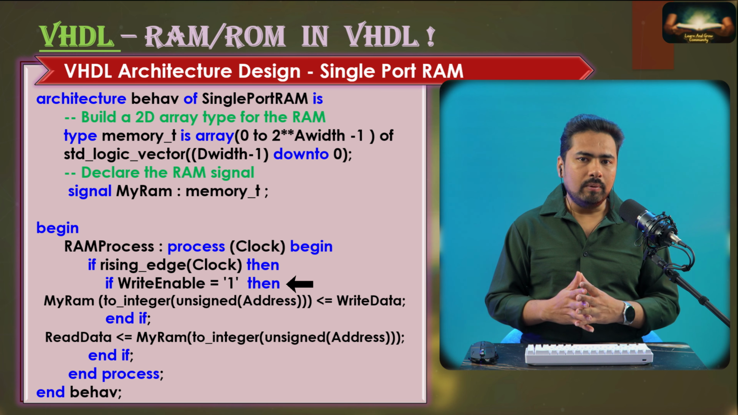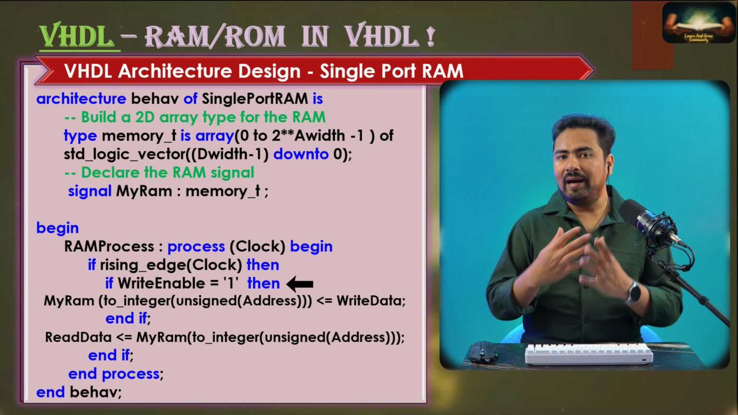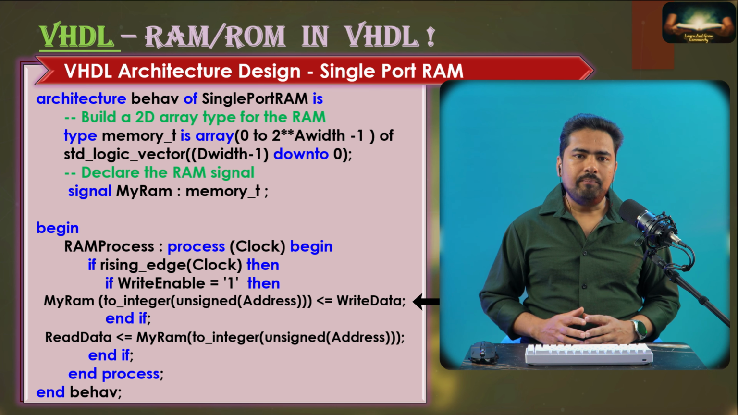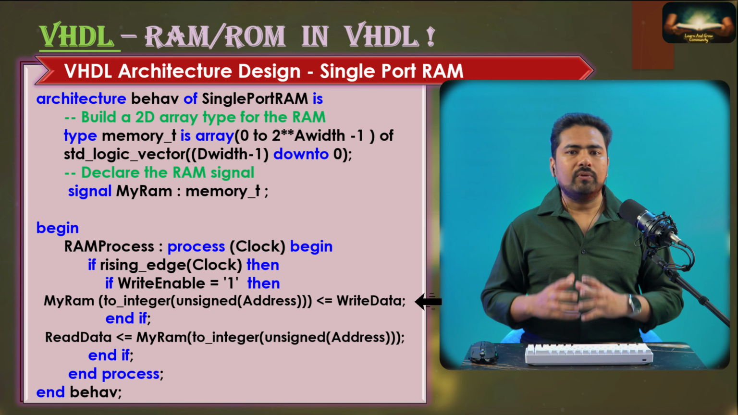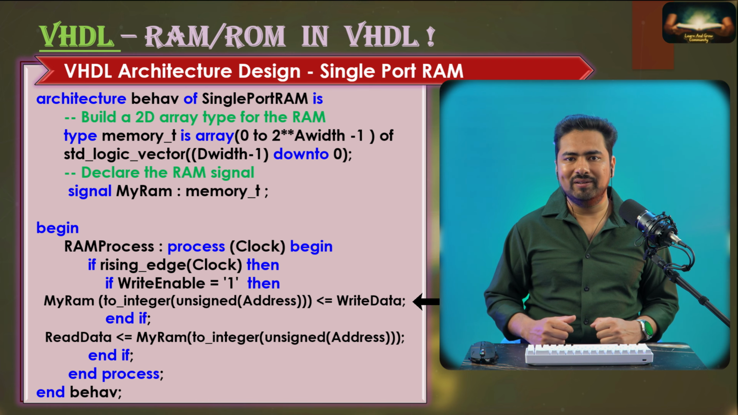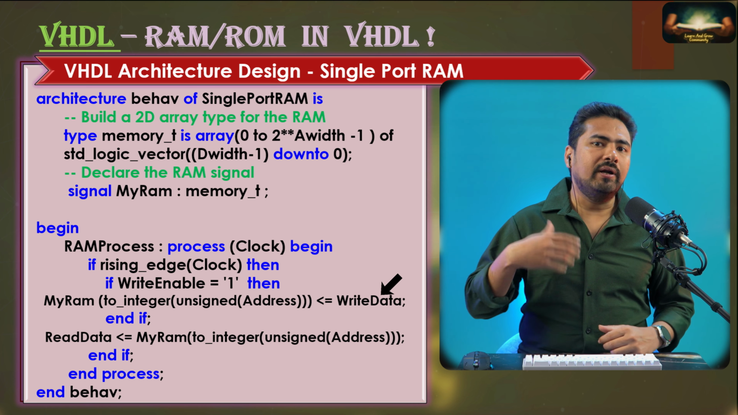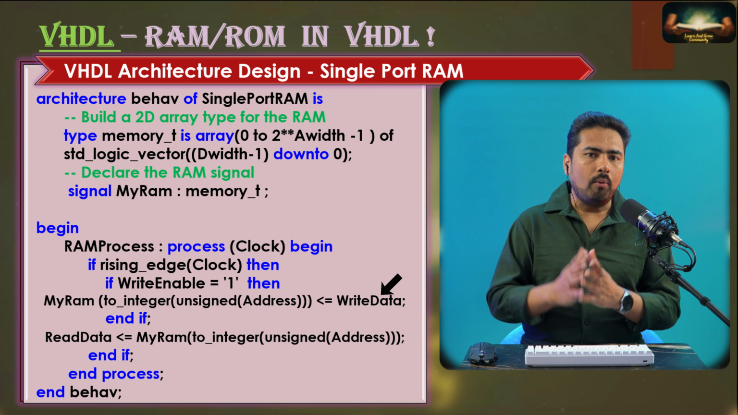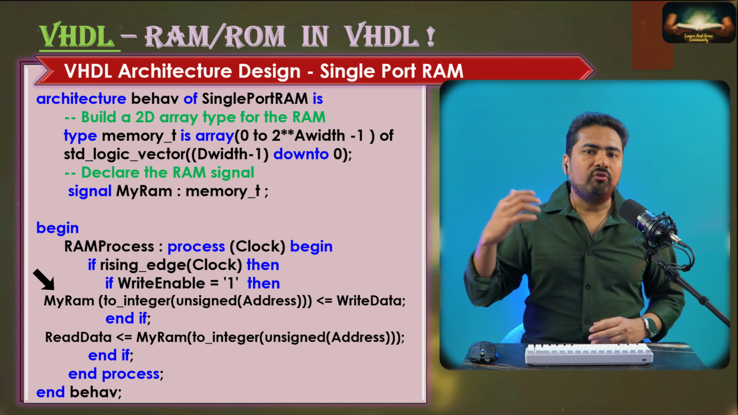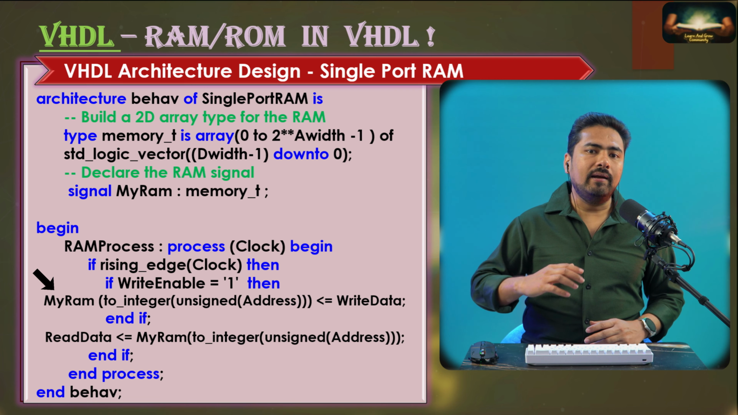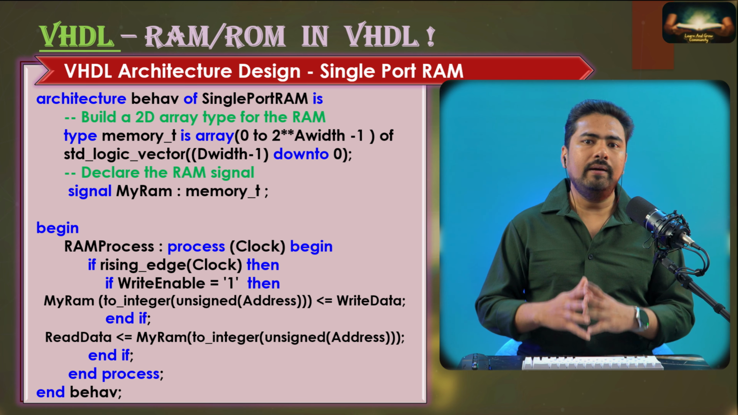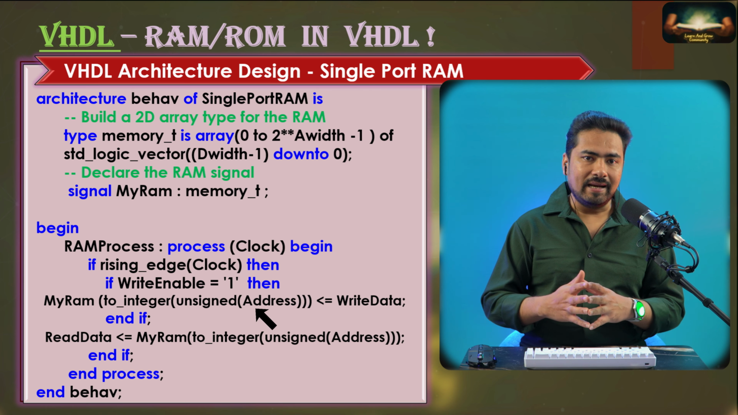It means if the write enable port is 1, we are writing data into the memory. Then we have this statement: myRAM(to_integer(unsigned(address))) <= write_data; So write_data is our input data, and this data will be copied into myRAM, right? But myRAM has a lot of addresses, so we need to tell at which address this data should be written. It will be written at to_integer(unsigned(address)).